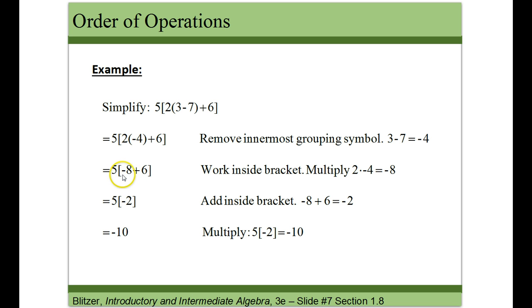So now I do the addition inside of the brackets. Negative 8 plus 6 is negative 2. Now perform the brackets, which are implying a multiplication. 5 times negative 2, opposite signs, negative answer. 5 times 2 is 10. So negative 10 is our final answer for that one.